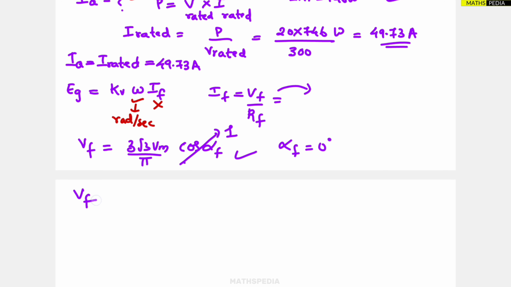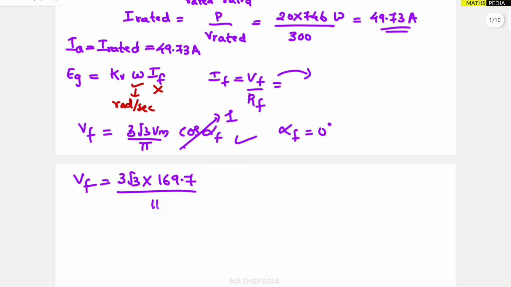So VF becomes 3 root 3 Vm. Vm value, as we have calculated, is 169.7, divided by pi. Okay, so what is the answer? VF we are getting 280.7 volts. Okay, so VF is done.